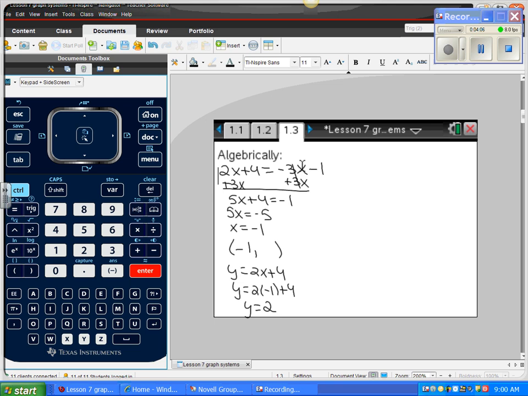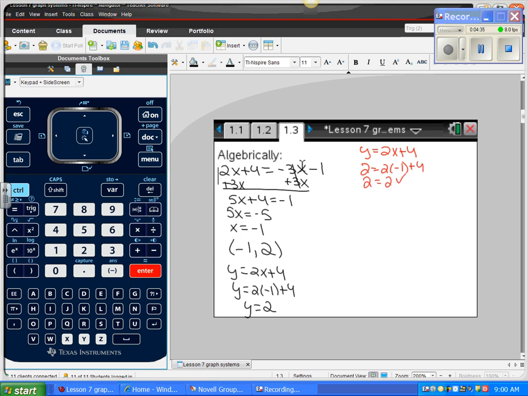Where am I going to put that 2? What do I have to remember to do? It starts with a C. Check. Do I have to check it in one of the equations or both? Both. Okay, so y equals 2x plus 4 is my first one. So y is 2, x is negative 1, and we get 2 equals 2.